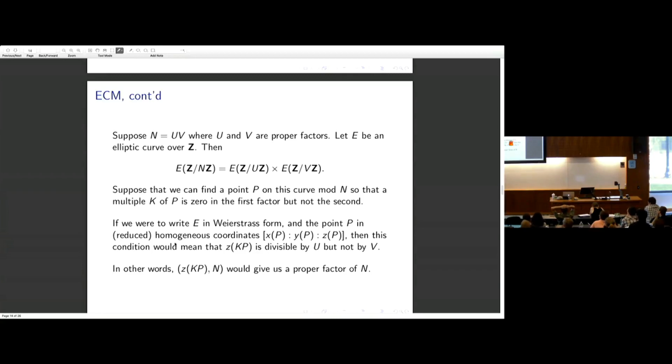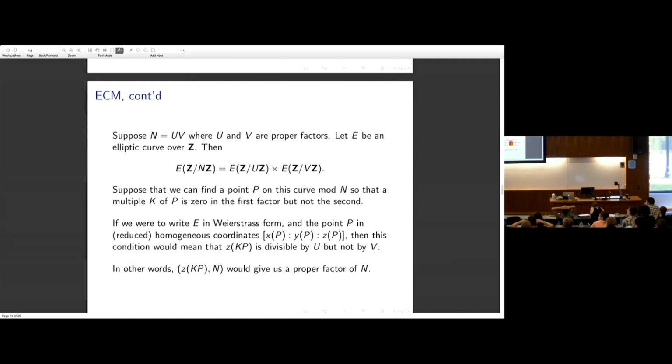Now, what are we hoping for? We're hoping that we can find a point P on the curve mod n with the property that some multiple of it is 0 in the first factor, but not the second. Okay? So what would that mean? It would mean you start out with your point P on the elliptic curve, and you start doing the formulas for multiplying it by some number. And at some point, when you do this, something goes wrong.